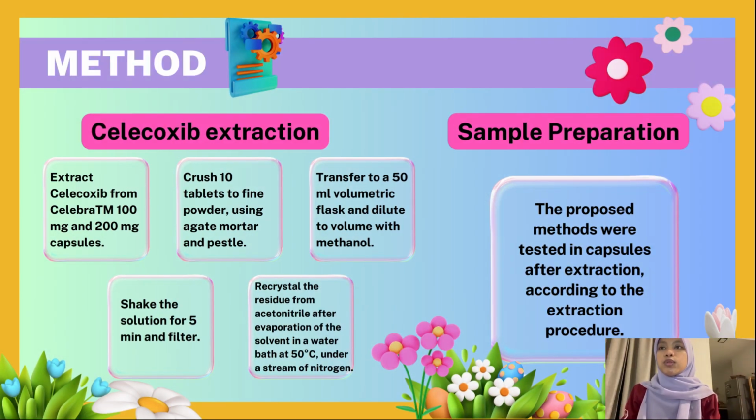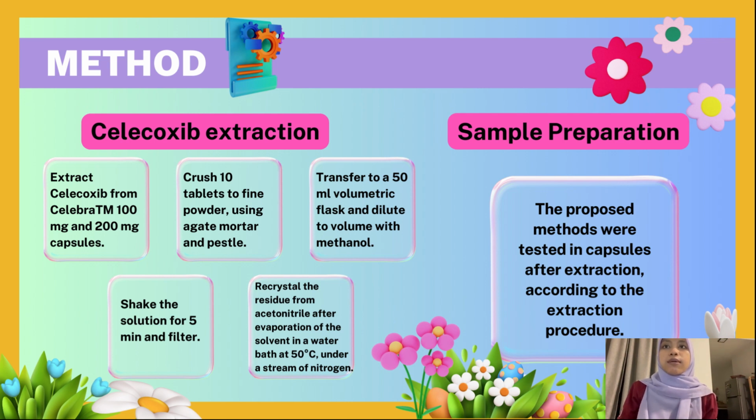Okay, firstly, we do celecoxib extraction. Celecoxib extraction begins by extracting celecoxib from the Celebra 100 mg and 200 mg capsules. Then 10 capsules were crushed to a fine powder using mortar and pestle, and after that we transfer it to a 50 ml volumetric flask and dilute with a solvent, which is methanol. The solution was shaken for 5 minutes and we filtered it, and then the residue was recrystallized from acetonitrile after evaporation of the solvent in a water bath at 50 degrees under a stream of nitrogen.